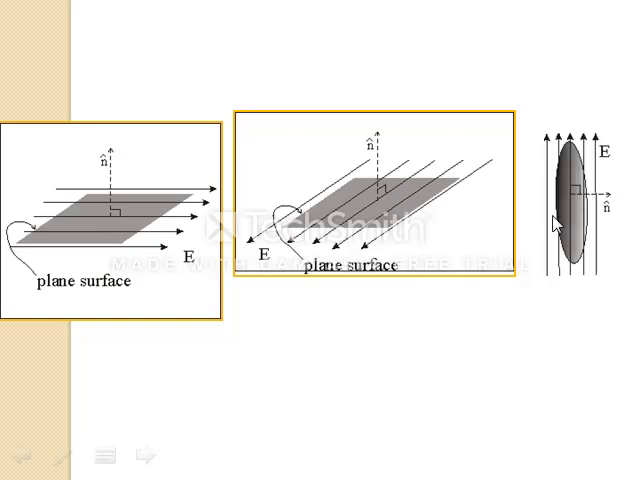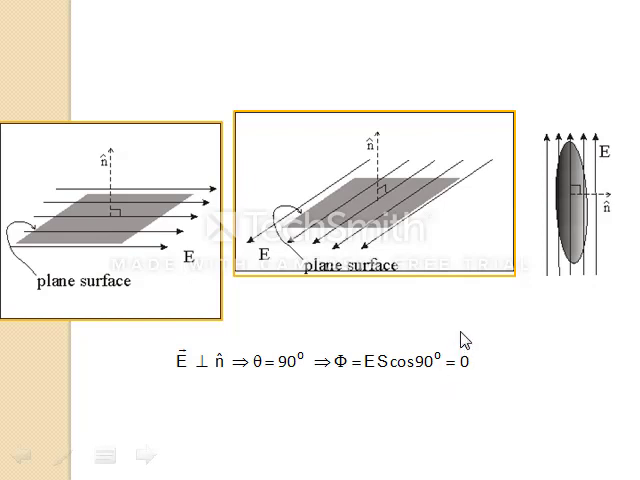Another example, this one. This is a plane surface having its normal in the rightward direction, with the electric field pointing in the upward direction. Here even the electric field and normal are perpendicular to each other. So even in this case, flux is 0. So in all these cases, we can see that electric field and normal are perpendicular, theta is 90, and hence the flux is 0.